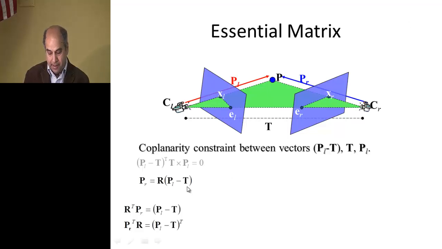Now we can further manipulate this. For example, we can take the rotation matrix and bring it to the other side, which would be the inverse or transpose of this rotation matrix. So this will become the transpose. We have PR here and PL minus T. Okay? Then we can take a transpose on both sides. So this will become PR transpose and then R, and this whole thing will become PL minus T transpose. Okay? It's a pretty simple manipulation of these vectors, the transpose, and so on. So, yes?